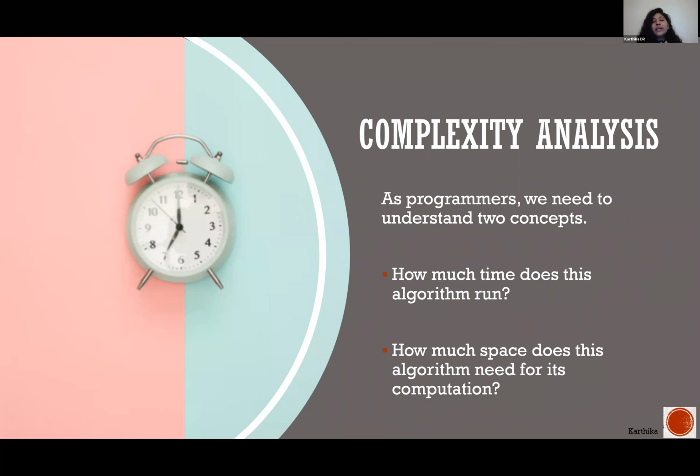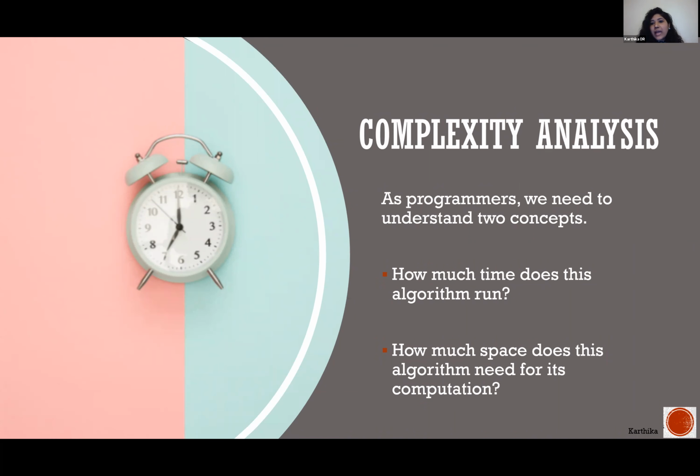Given a problem, each and every one of us can come up with a solution. The solution that I give will be different from the solution that you give. So which solution is going to be efficient? Complexity analysis comes into the picture in this scenario. A solution that I give might run in 2 seconds, and the solution that you give can run in 1 second, and so on.